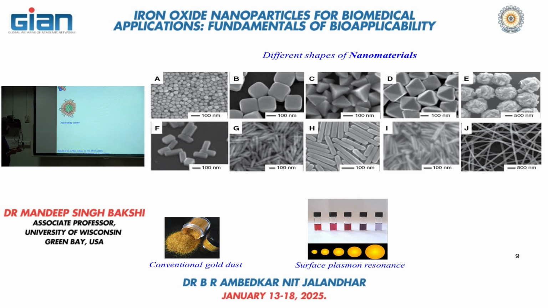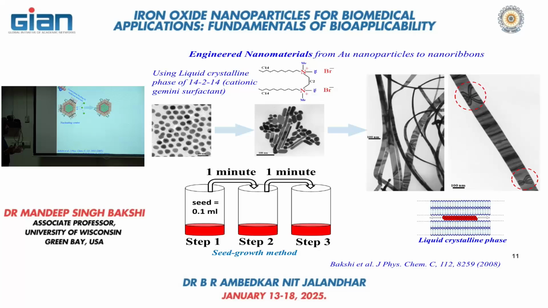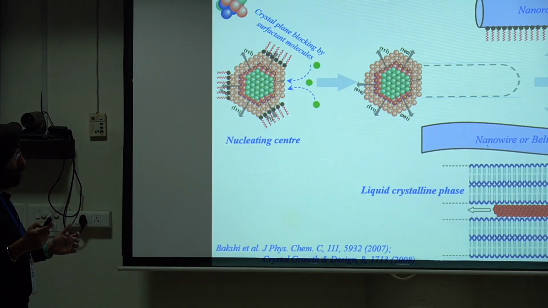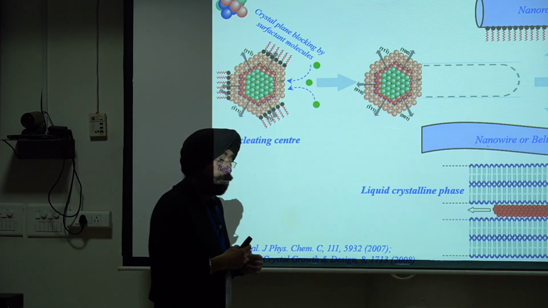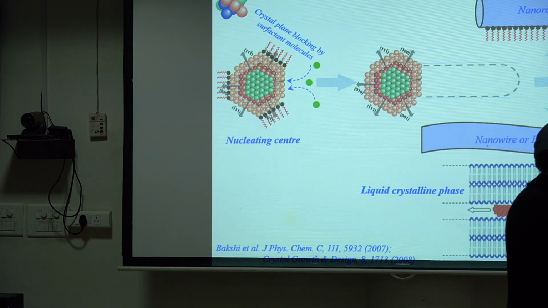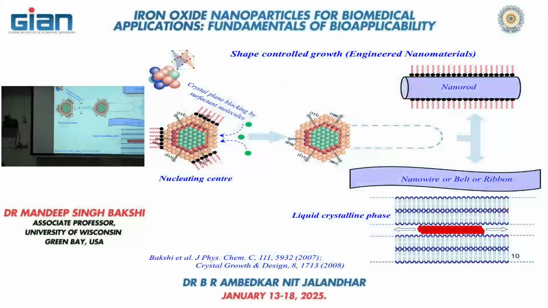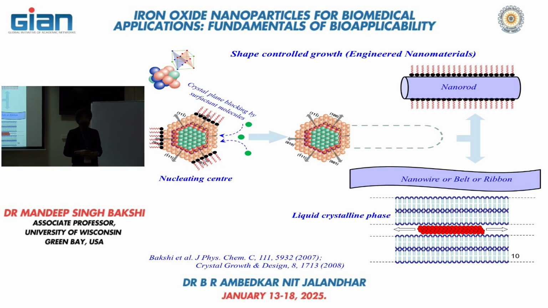So this slide I showed you previously, and here I am simply saying, how can you control the shape? The obvious question now is, I have shown you very different shapes. It is much easier to understand how I can control the shape where the gold nanoparticle can be transformed into a ribbon or a wire. Right? There are other complicated shapes, but it is not as easy to understand how we can control them.